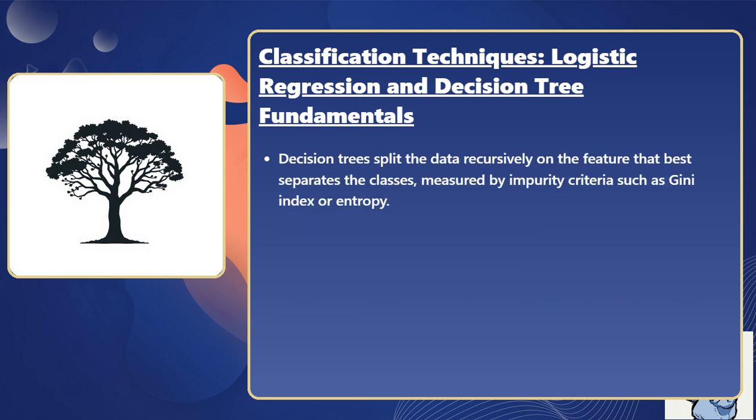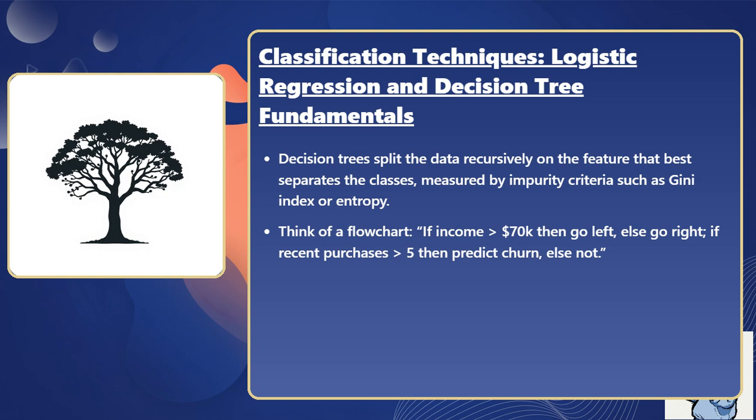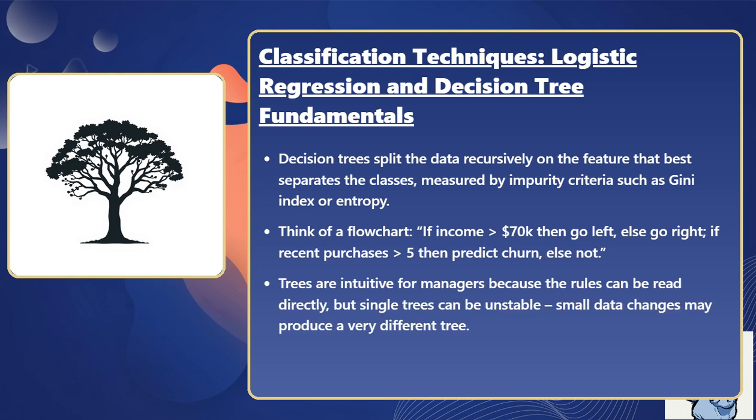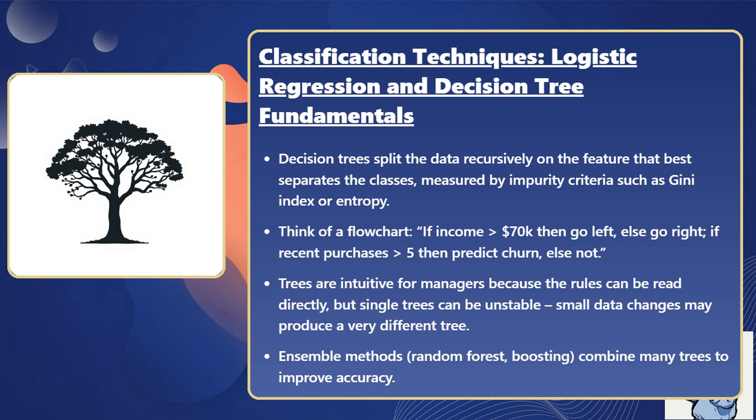Decision trees split the data recursively on the feature that best separates the classes, measured by impurity criteria such as Gini index or entropy. Think of a flowchart. If income greater than 70,000, then go left, else go right. If recent purchases greater than 5, then predict churn, else not. Trees are intuitive for managers because the rules can be read directly, but single trees can be unstable. Small data changes may produce a very different tree. Ensemble methods such as random forest and boosting combine many trees to improve accuracy.